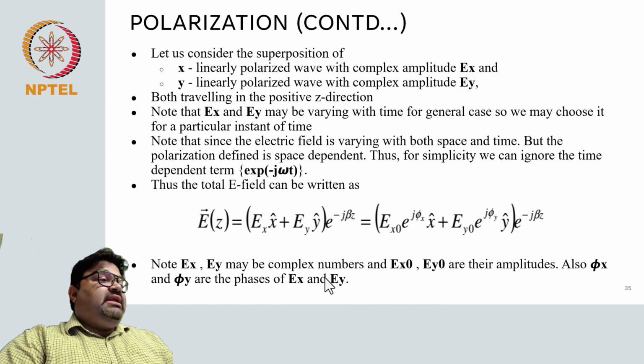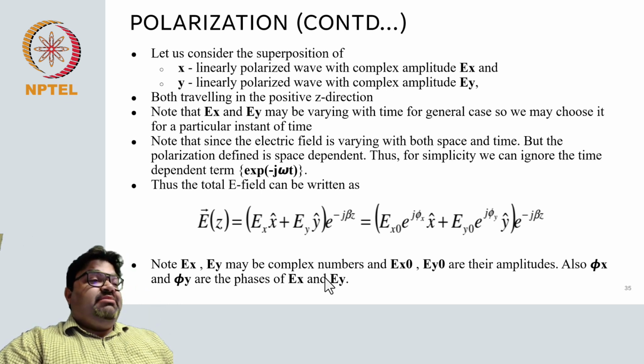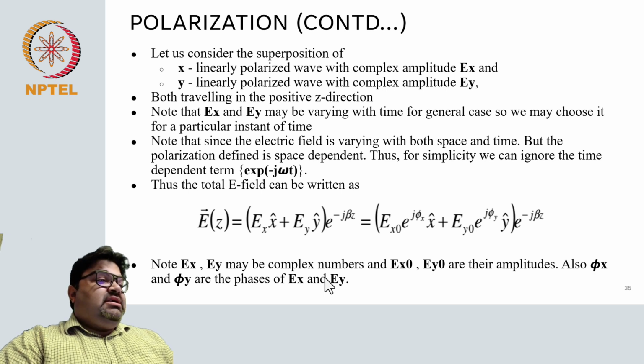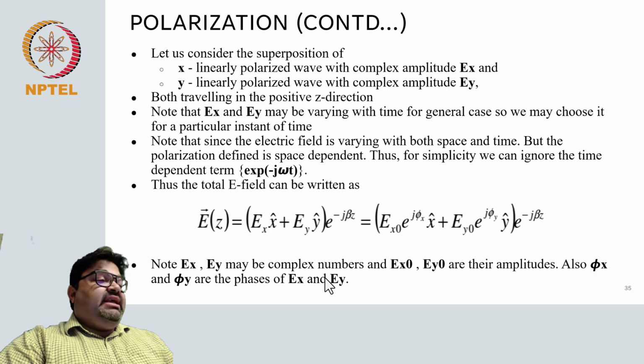So let's consider along X a linearly polarized wave with complex amplitude Ex, and along Y a linearly polarized wave with complex amplitude Ey. But they both travel in the positive Z direction. Note that Ex and Ey may be varying with time. That's a general case.